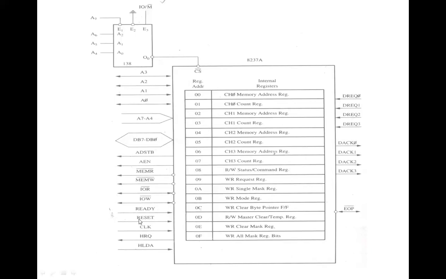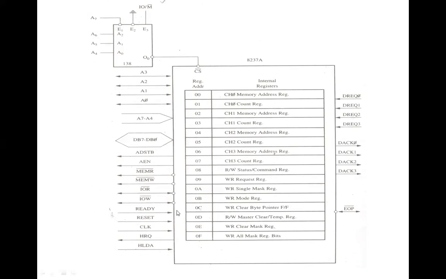Then we have another signal which is known as reset. This is an active high input which is going to clear the command, status, request, or temporary registers, and the first/last flip-flop, and the mode count register counter. The mask register is set to ignore the request. After a reset, the 8237 will be in the idle cycle. So whenever we put a reset, all these registers are going to be reset or cleared at one stage.